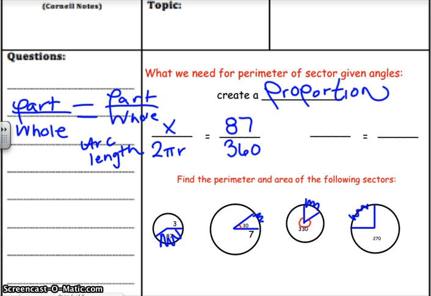Again, the arc length is to the whole circumference, 2 pi r, as part of the degrees is to the whole degrees, 360. And now with area, same thing. Part is to whole as part is to whole. So for area, you have an area part, that would be this part, is to the whole area, pi r squared, as part, I need another part and whole. Well, I'm given my degree measure, and my whole is 360. So this is our area proportion. So you have an arc length and an area proportion.